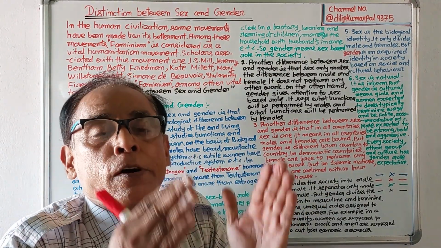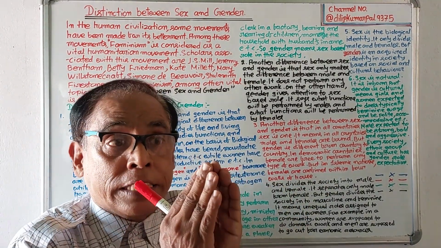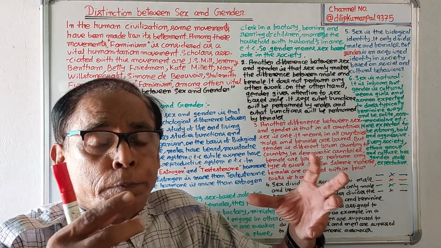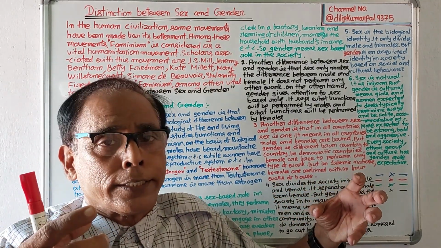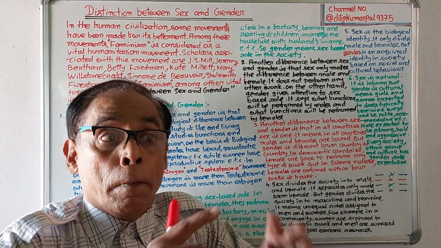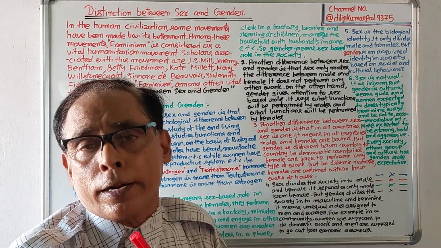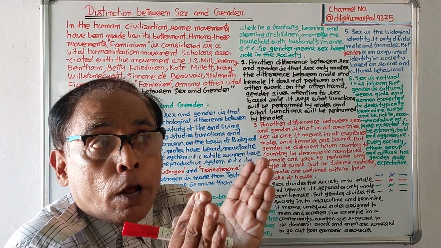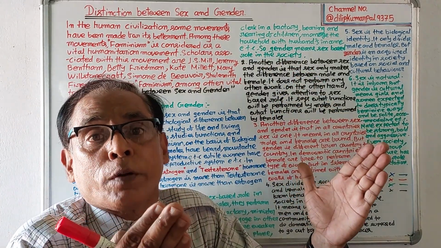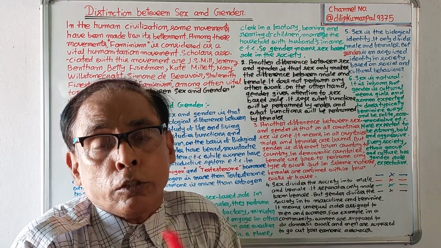So another difference between sex and gender is that sex only makes a difference between male and female, nothing else. Its work is over. But gender gives attention to sex-based work. What work will be performed by a male, what work will be performed by a female is discussed by gender.